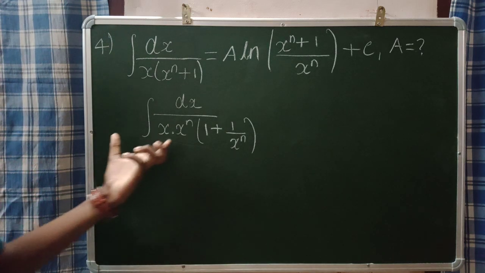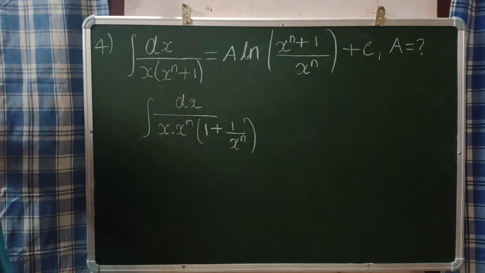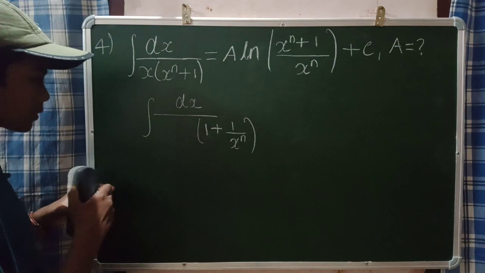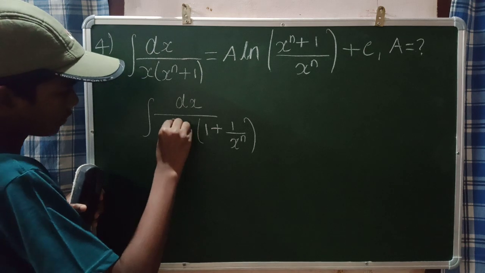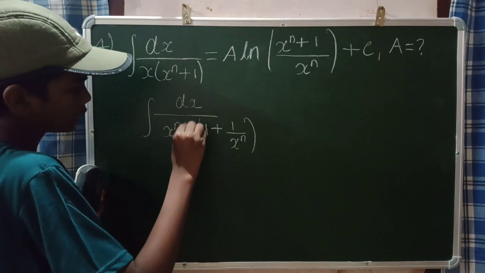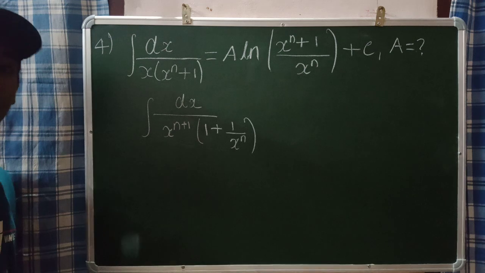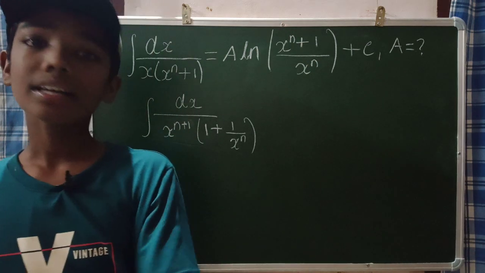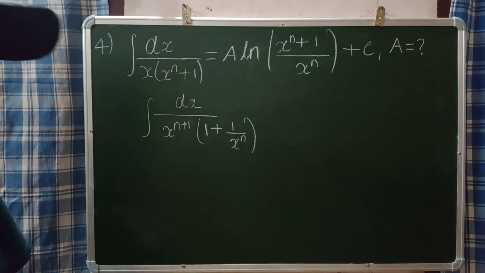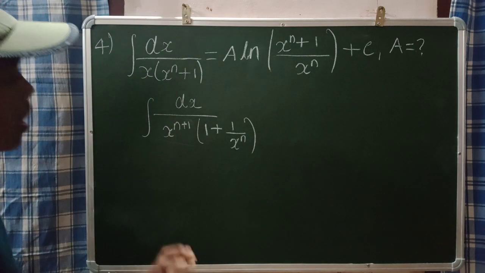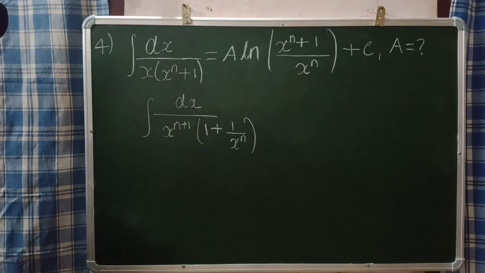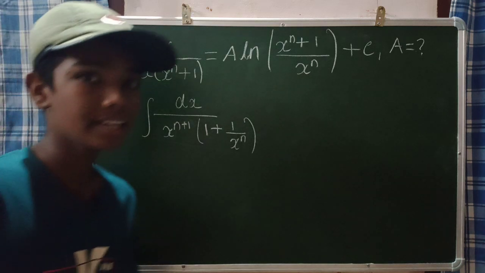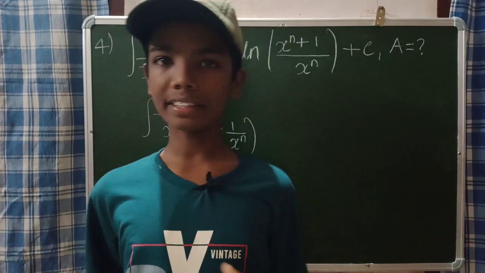Now what is this x into x to the power of n? That is nothing but x to the power of n plus 1. Your laws of exponents. So this can be written as x to the power of n plus 1, because x into x to the power of n is nothing but x to the power of n plus 1. That's by your laws of exponents. That's a basic thing. Now listen carefully, guys. Now I'm going to do a substitution, which you guys are more familiar with.